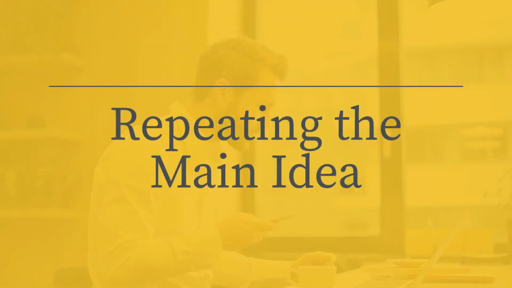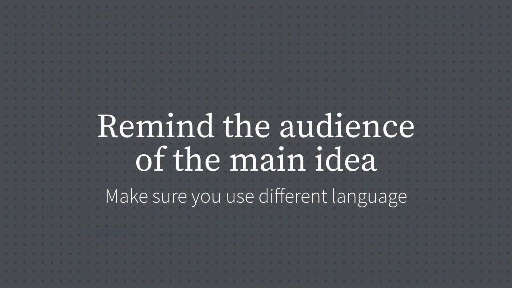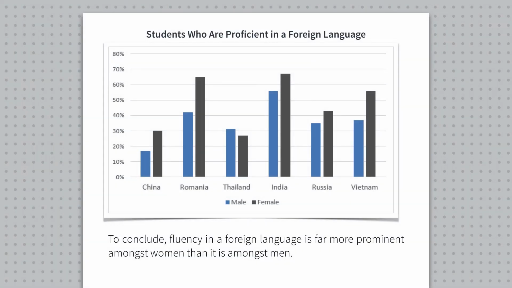We want to finish our paragraph with a concluding sentence where we simply restate the main idea. We want to remind our audience of the trend that we identified, but we want to make sure we don't just write the same sentence. We want the same meaning, but we need to use different words when we're doing that. So here we've said fluency in a foreign language is far more prominent amongst women than it is amongst men.